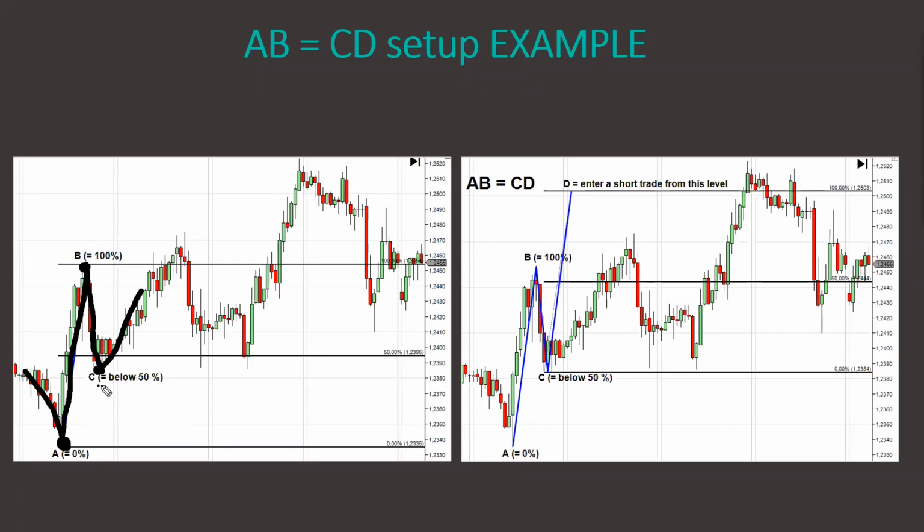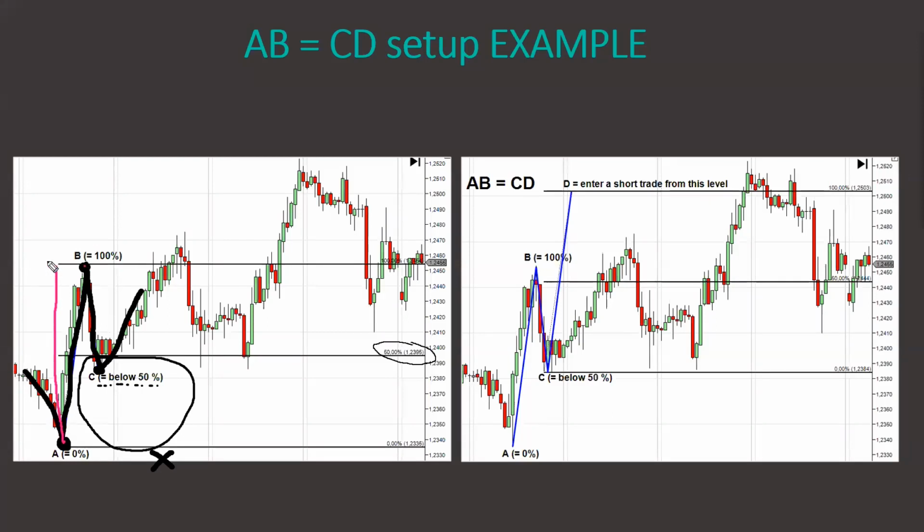Now, the point C, there's another rule to trading this. The point C needs to be below 50% of the distance from A to B, right? So that's why my Fibo has that 50% mark in here. So basically the C needs to be somewhere in this area, right? Below that 50% mark. And it can't be below that A, below the swing point A, right? It can't be here. So it needs to be somewhere in here. So that's the C.